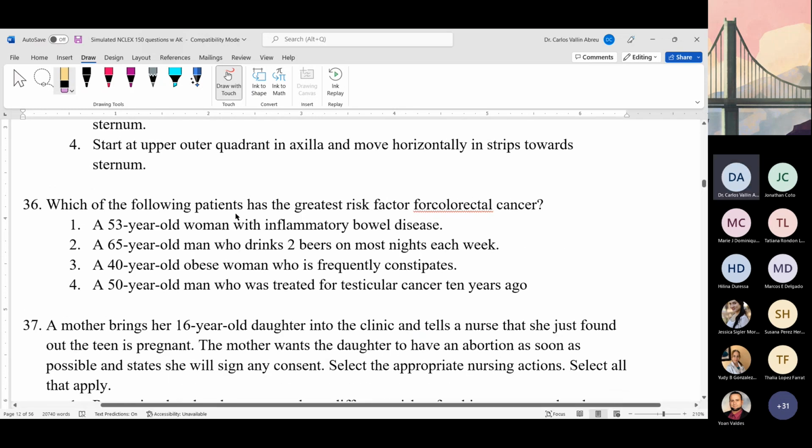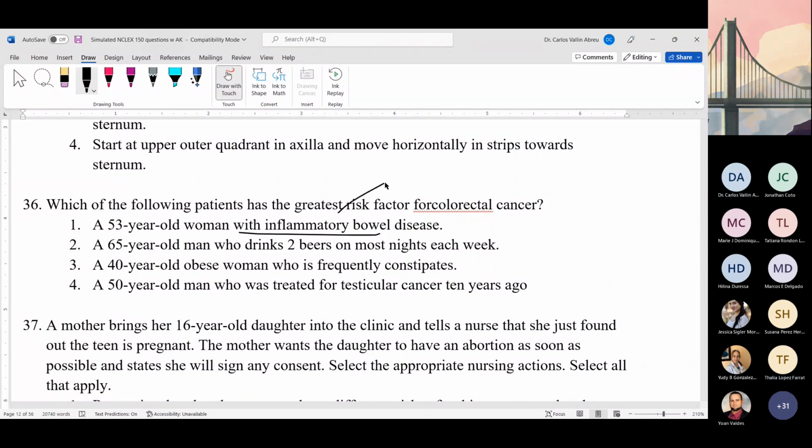Which of the following patients has the greatest risk for colorectal cancer? A 53-year-old woman with inflammatory bowel disease, a 65-year-old man who drinks 2 beers most nights each week, a 40-year-old obese woman who is frequently constipated, and a 50-year-old man who was treated for testicular cancer 10 years ago. One. What is inflammatory bowel disease? Crohn's or ulcerative colitis, no?